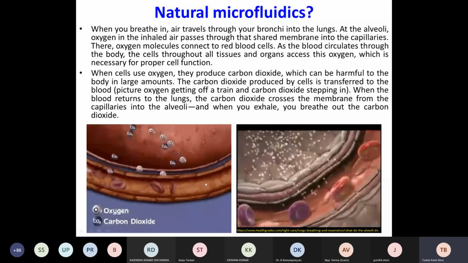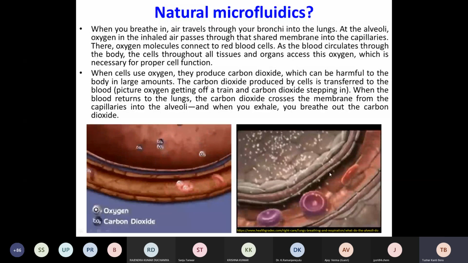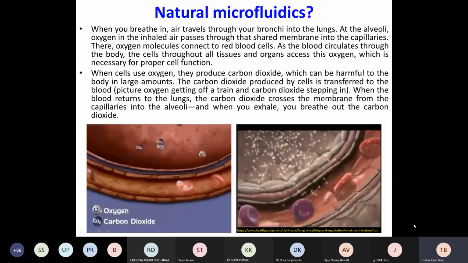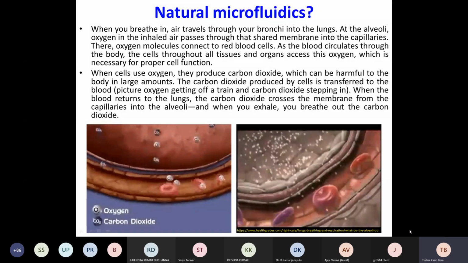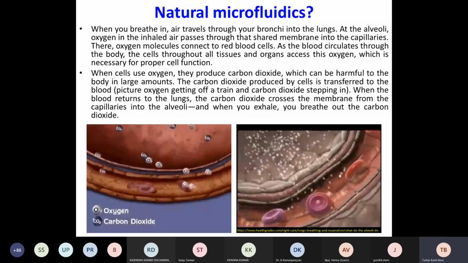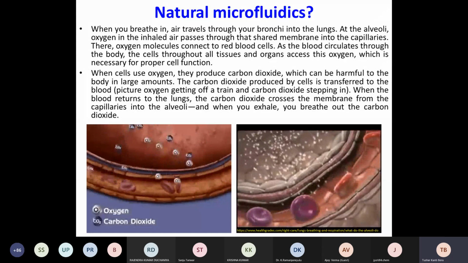So this type of microfluidic experiment can be conducted and studied in a simulation model. With the help of MEMS technology, we can develop that type of microchannel, and you can put some blood samples and study the carbon dioxide extraction and the oxygen addition.